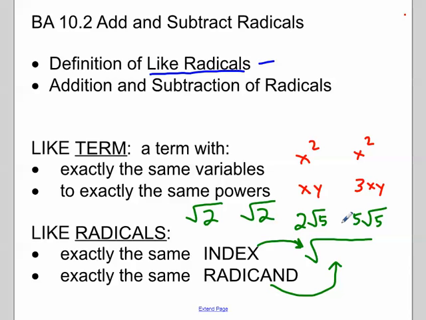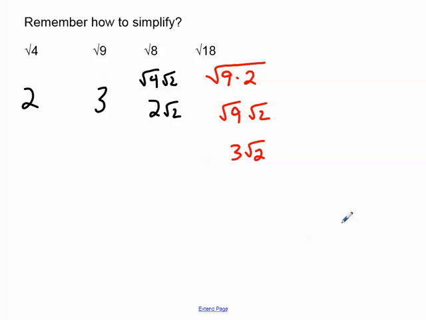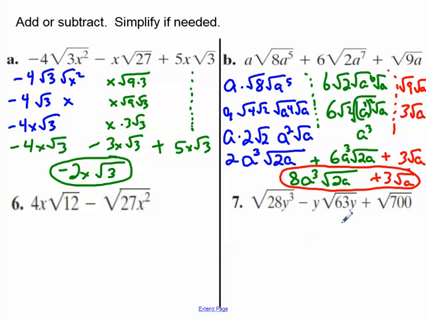So we've gone through a couple different ideas, and right now we're going to simplify. We're going to go to a couple more examples of number 6 and number 7 down here. 4x times the square root of 12 minus 27x squared. All right, these guys down here, let's see, like radicals? Not right now, because we got a square root of 12 and square root of 27x squared. Let's see if we can simplify these guys and maybe get them to a like radical situation.